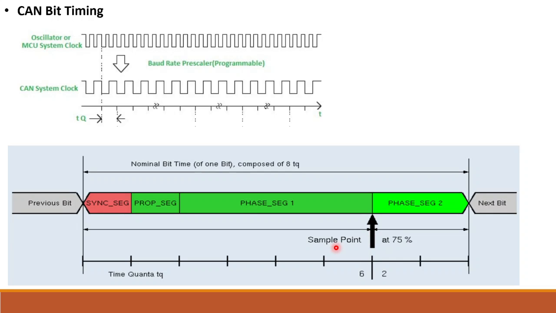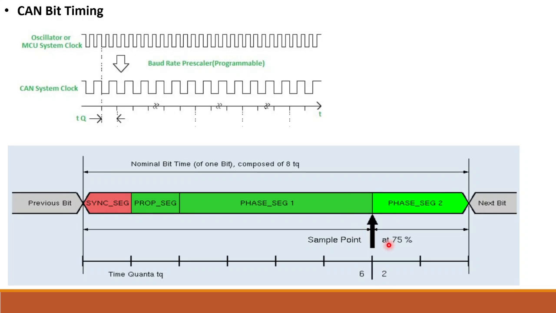Here, a sampling point at 75% means that the 8 time counters are divided into two divisions. Here you see 6 time counters on the left side and 2 time counters on the right side. That is 75%, where I put the sample point. The 2 time counters are 25%, and the 6 time counters are 75%. That's why I denote a 75% sampling point.